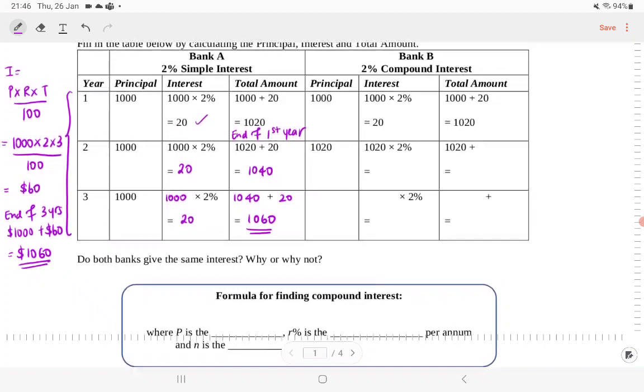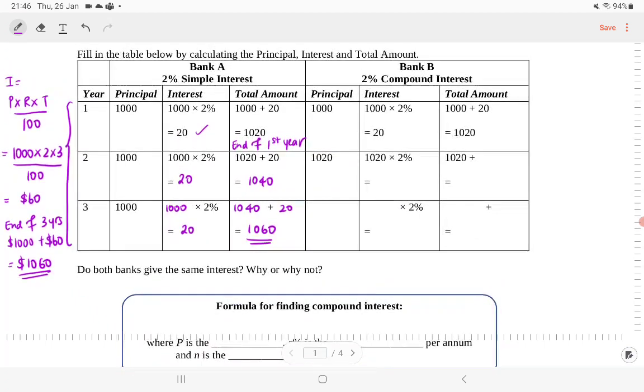Now let's see what happens in compound interest. In compound interest, your principal amount changes every year. Let's say you put in this $1,000. For the first year, I give you 2% of that $1,000, so I earn $20 of interest for the first year. So at the end of the first year, I get this.